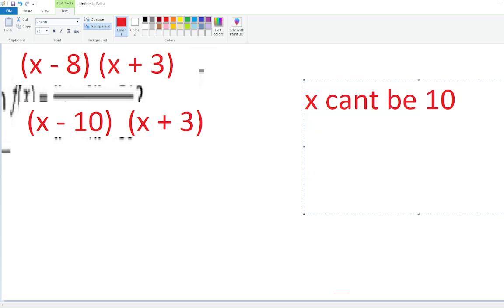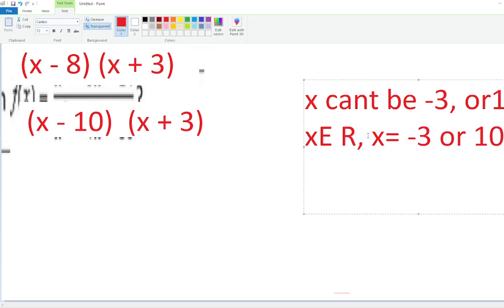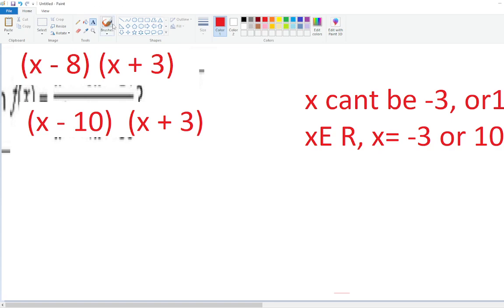And then you do it with the other one, and you can see that x can't be minus 3. So that means x can't be minus 3 or 10. And that is what the domain will be. You'd say x is an element of the real numbers, except x cannot equal minus 3 or 10. Like that, you put a little stroke through this.